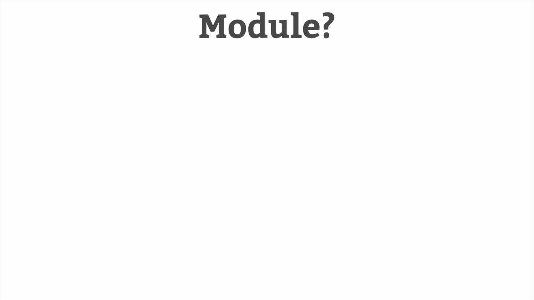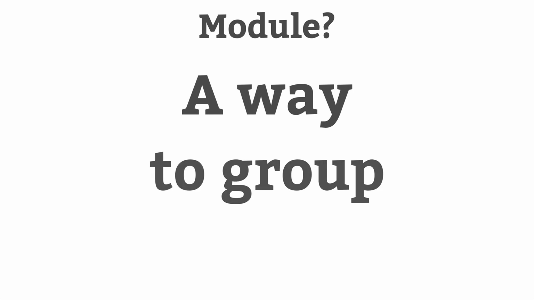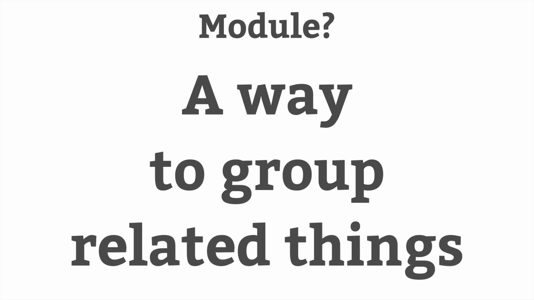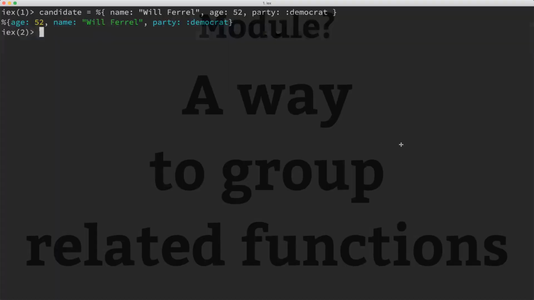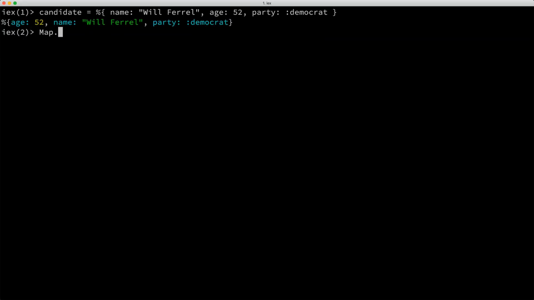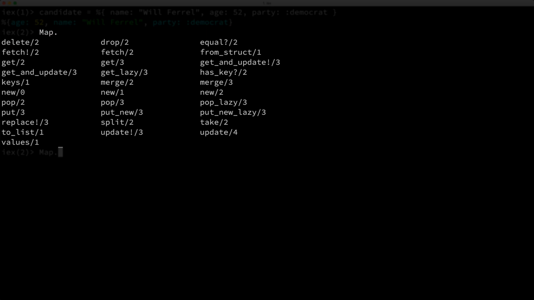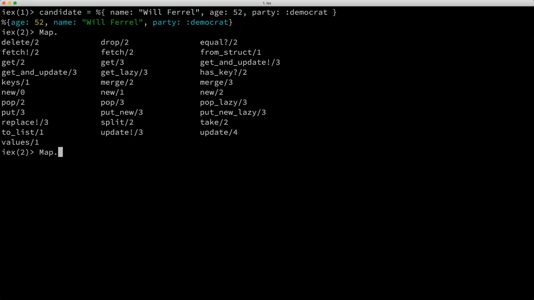Generally speaking, you should think of a module as a way to group related things, and by related things, I largely mean functions. For example, the Map module has a bunch of functions, which you can see here, that can be used to transform maps. But modules do more than just group related functions, and one of the other things modules do is act as a container for defining structs. Okay, so how do you create a module?